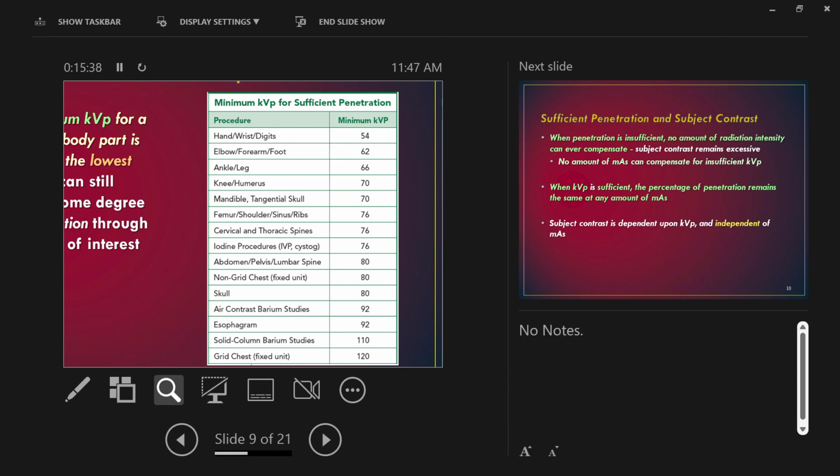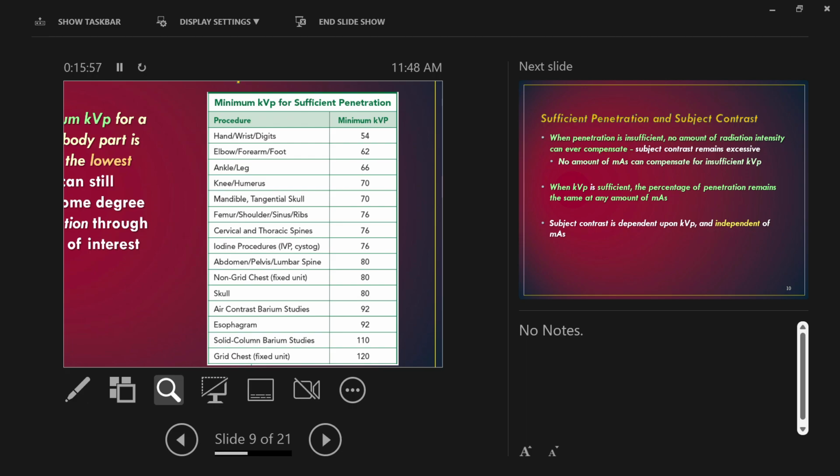Notice, as we go from the hand to an elbow, the elbow is bigger than the hand, thicker. Just by thickness, it's thicker. So more kV for that thicker part. Ankles and legs, usually thicker than forearms, so more kV. Come down to, what do we want?